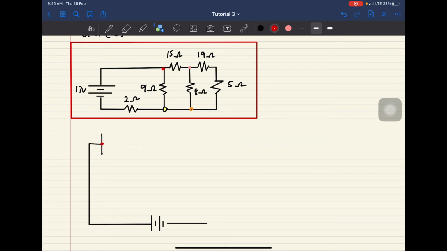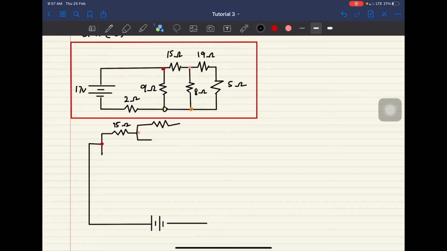Okay, and then up here it made up with 15 ohm. So I'm gonna draw that one first. This one, 15 ohm. I write it straight away so that nanti later tak confused. And then meet up with a pink junction there, and then goes up again. Split up, and satu tu go through 19, satu lagi go through 8.